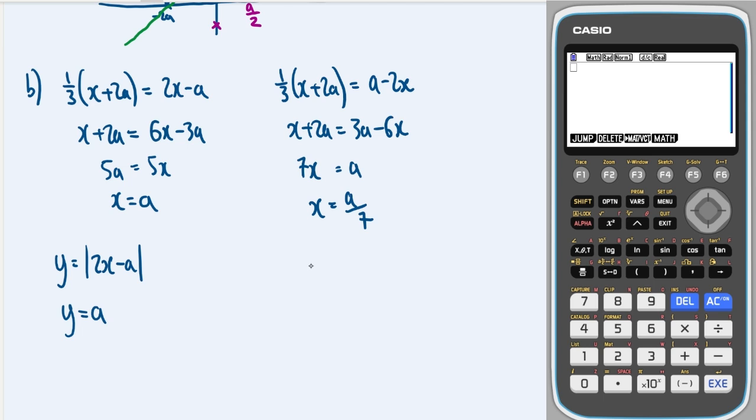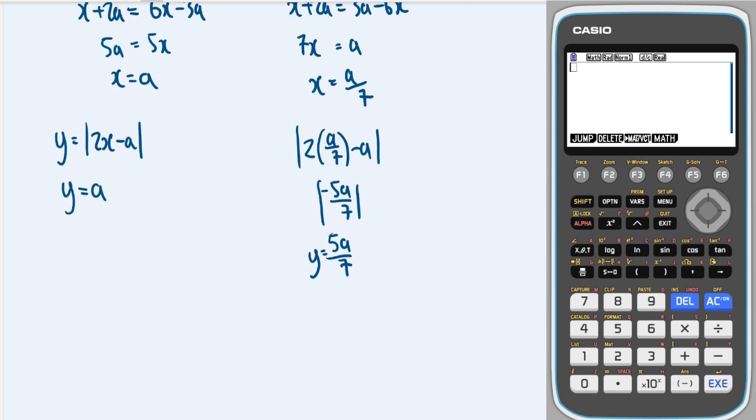And over here, we get two lots of a over 7 minus a. So 2a over 7 minus a is minus 5a over 7. But then when modulus, that just gives me 5a over 7. Great, so we've got two coordinates, a, a, and a over 7, 5a over 7.